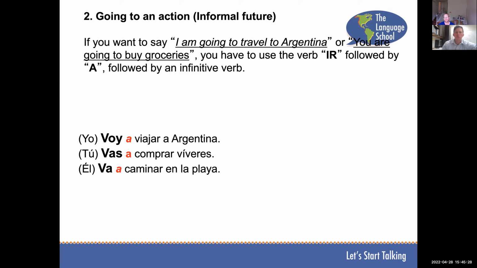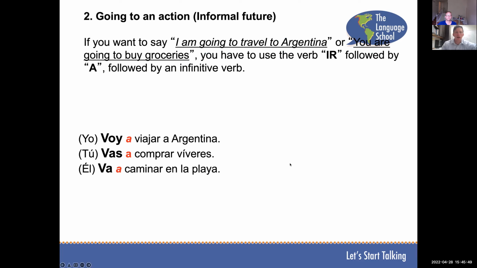All right, the second and almost more commonly used form of this verb, ir, is to like how we would say, I'm going to do something, right? The future tense. This is called like the simple future tense. So to do this, you take the verb ir, you follow it with the word a, and then you follow it with another verb. Can you read these examples to me?